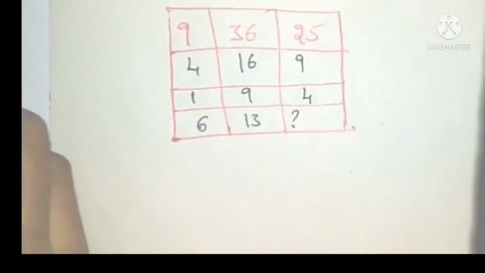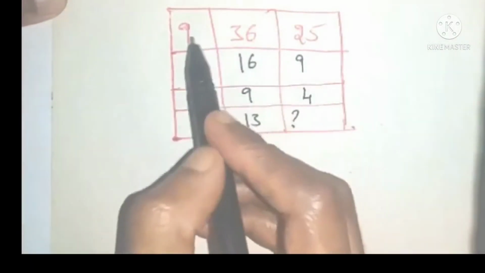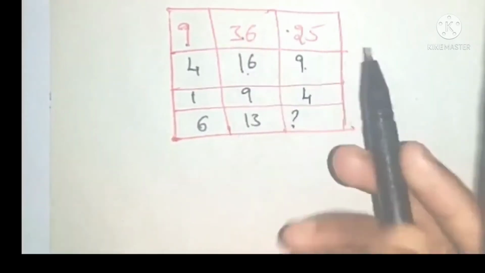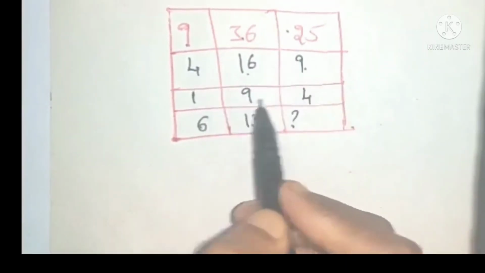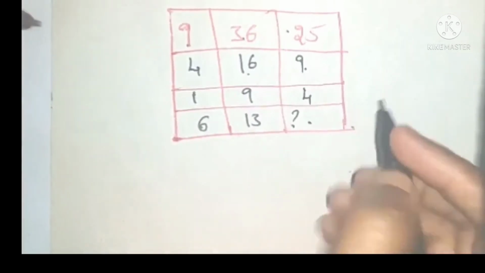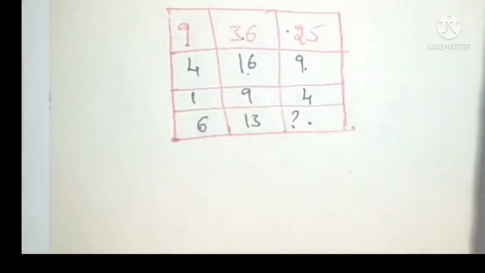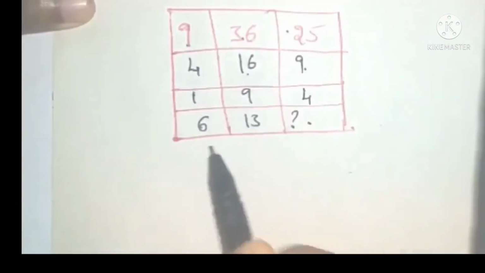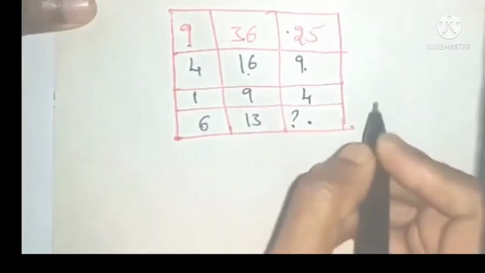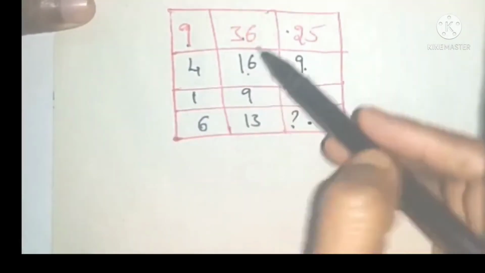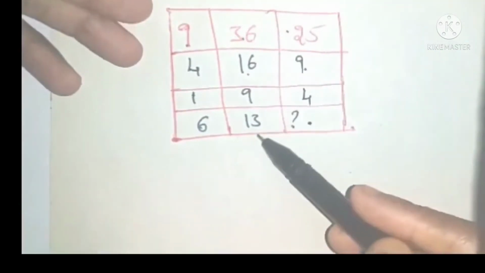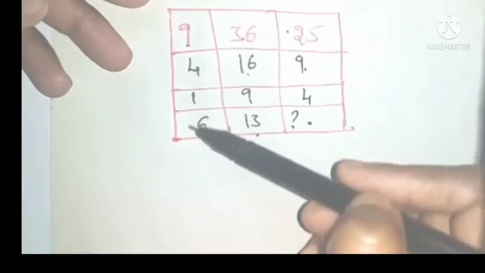Now here is one more model, that is, now there are numbers like 9, 36, 25, 4, 16 and 9, 1, 9, 4, 6, 13, and we have to find out this number. Before that, let us make some kind of assumptions and start our trial. First, this is a trial and error process. Here we have to find out this last number. In such a way, we have to calculate, we should add or subtract all these numbers and we should get this, and the same thing should happen here.